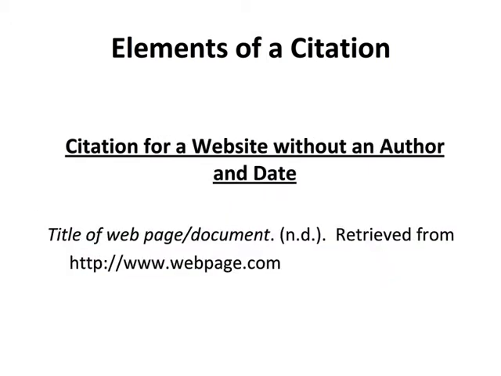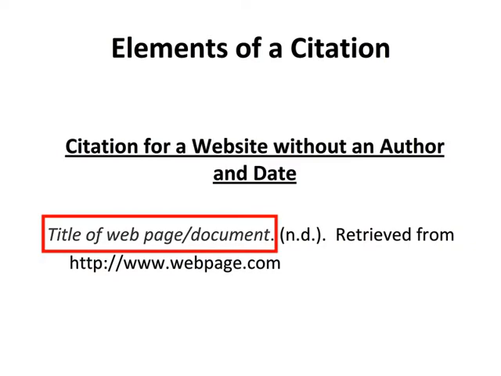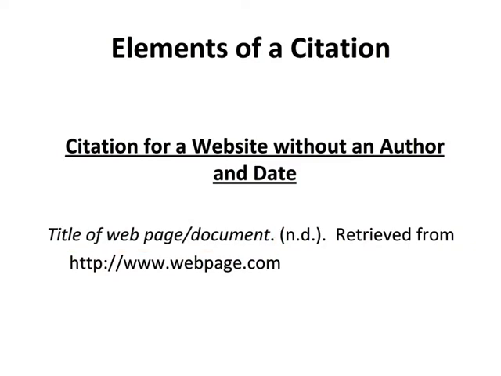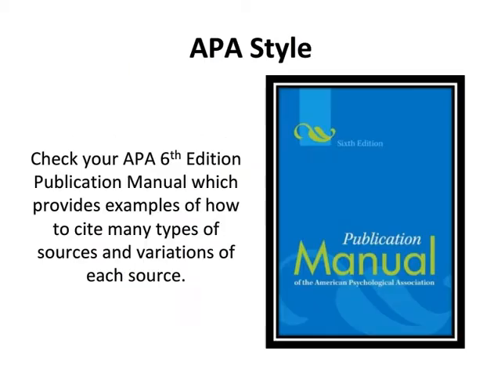So what do you do if you have a website without an author or date? If the author's name is not listed, start the citation with the web page title, which will be italicized. If no date is listed on the website or document, provide the abbreviation ND for no date. Then provide the URL that links to the home page or entry page for the document.